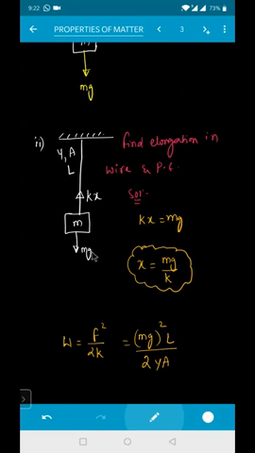Elongation will be equal to, because of the weight only, na. So this mg will be equal to k into x. X is equal to mg by k. And it is asking the work done. Work done is in the form of what? Potential energy only. So potential energy is nothing but the form of work done. W is equal to half of F square by K. F value is how much? Mg, because this K into X is nothing but F only, na. This F is equal to Mg, whole square, K value will be equal to Y into A by L.